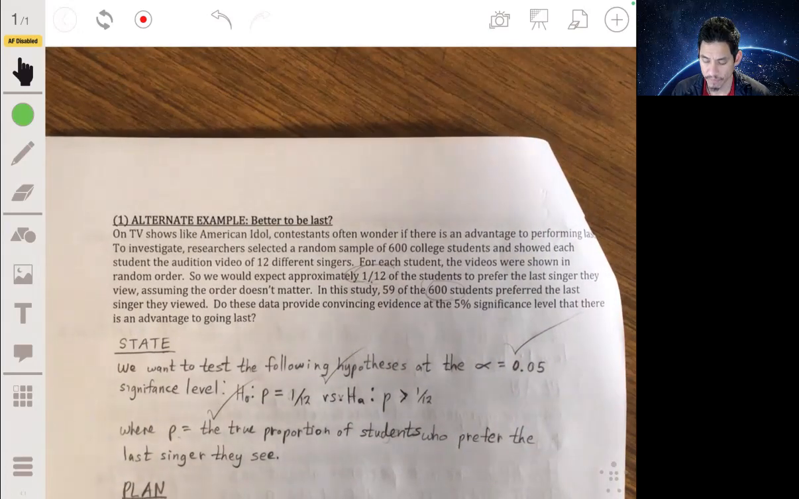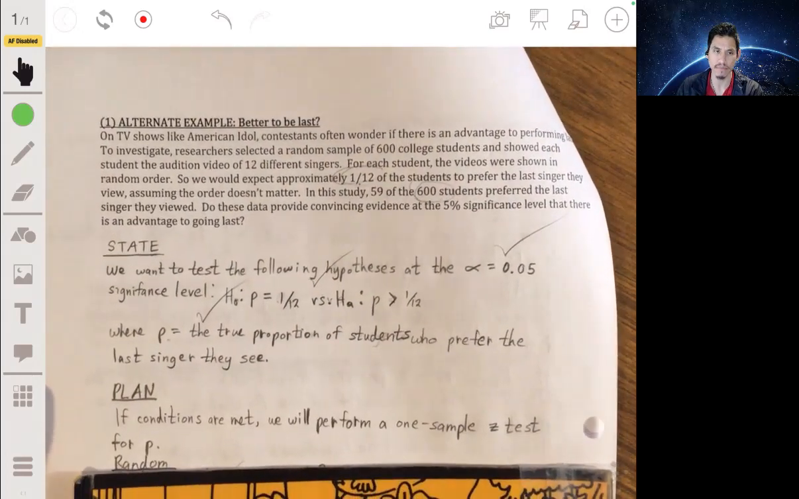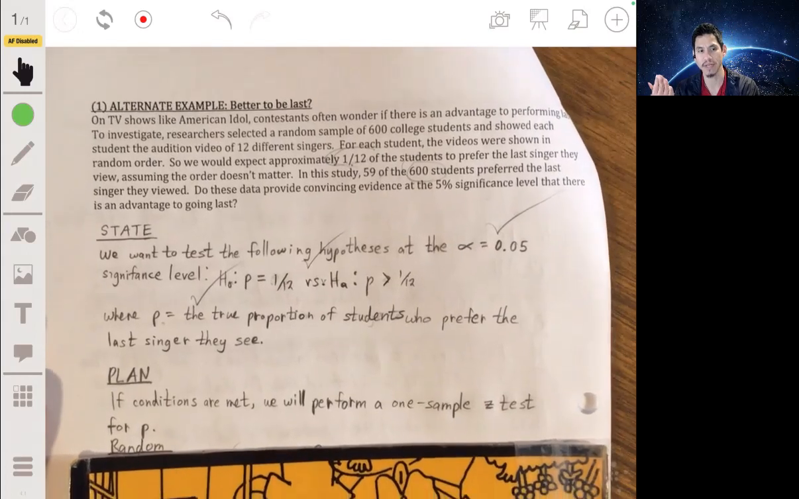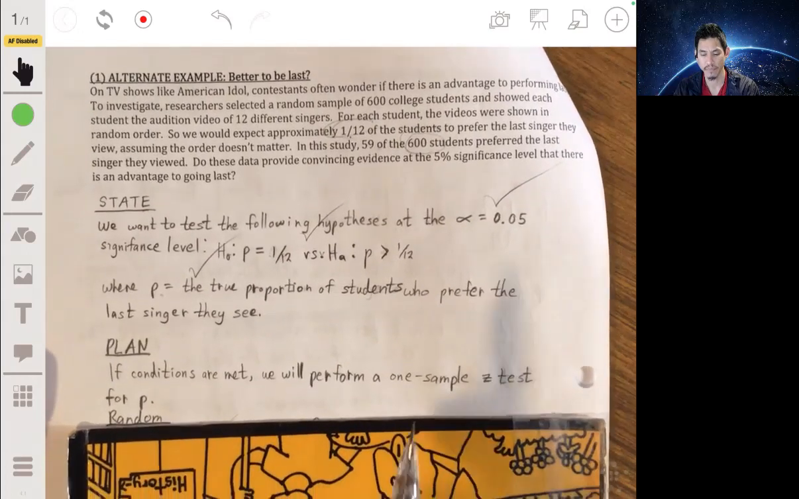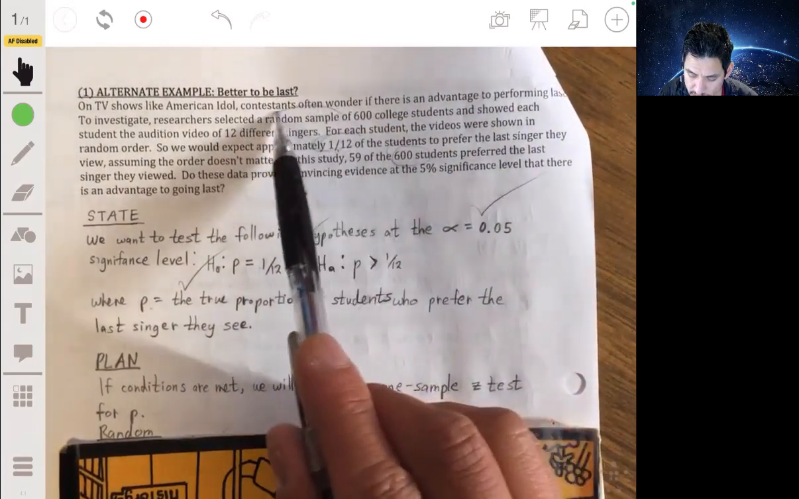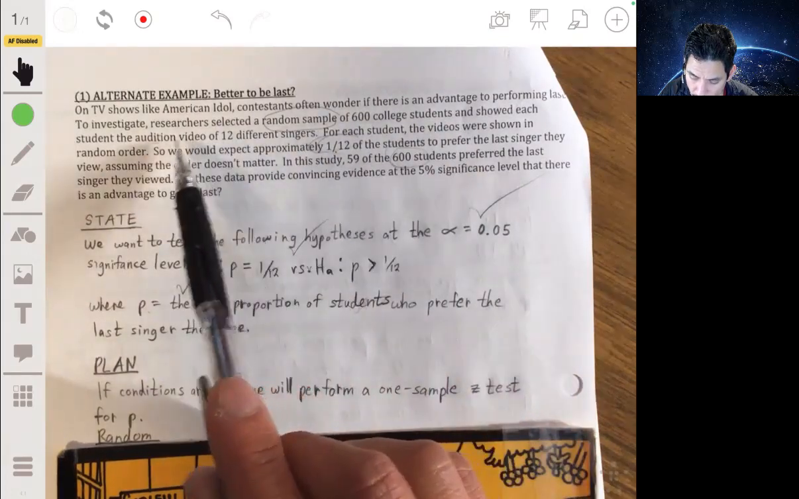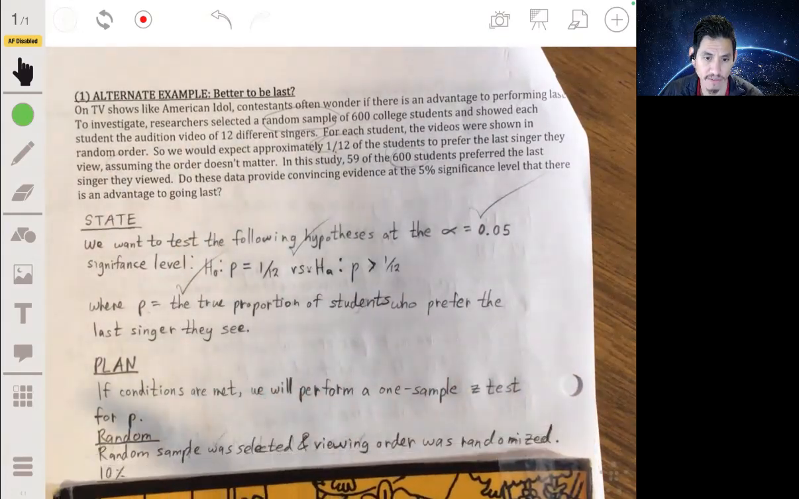Our plan, if our conditions are met, is to perform a one sample z-test for p. So now let's check the random, 10%, and large counts conditions. Random: a random sample was used, and even the order was randomized. So that's good. That condition is definitely met.